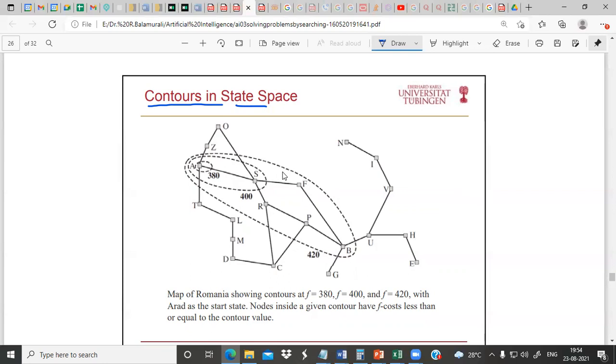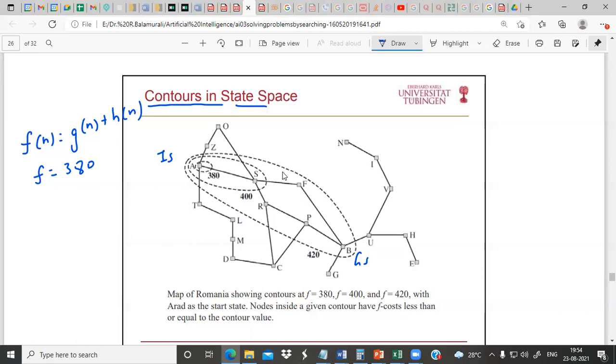Okay, so let us discuss how this algorithm works. It puts an upper limit on the value of f. So f is nothing but our evaluation function, which for the A-star algorithm is given as f of n equal to g of n plus h of n. In short we are calling this f. So let us assume that the initial state is Arad and the goal state is Bucharest. Let us assume that we are keeping an f value of 380.